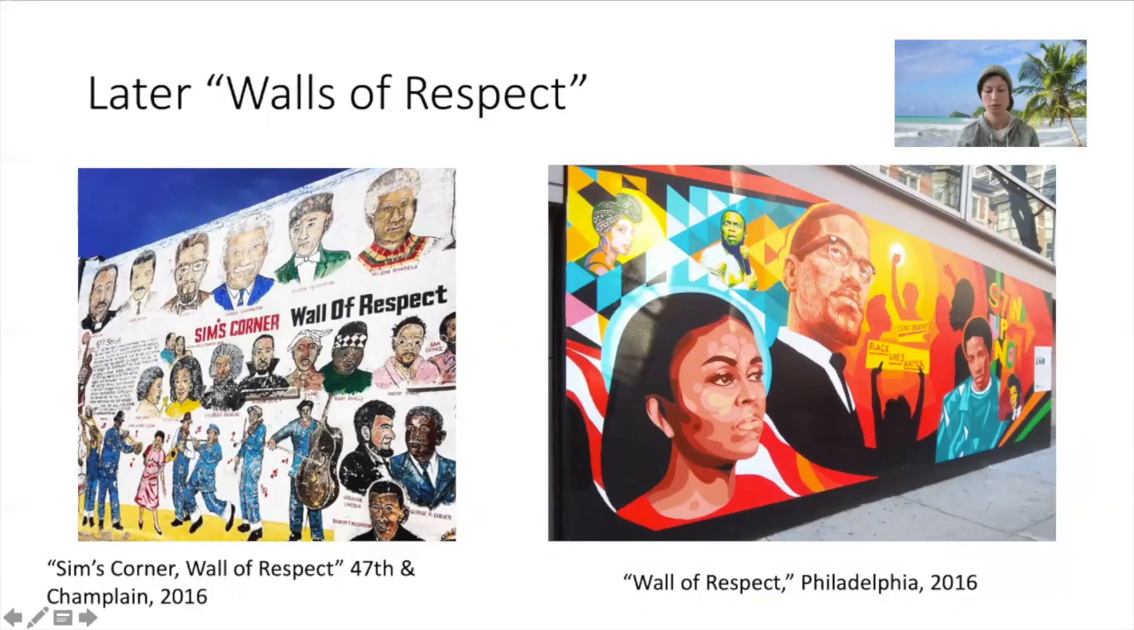The original Wall of Respect inspired a huge mural movement in Chicago and beyond. We have since seen a number of plays on the Wall of Respect, not only in Chicago, but in other cities across the US. In recent years, in light of the Black Lives Matter movement, we've seen a resurgence in this again, and here are a few examples from 2016.